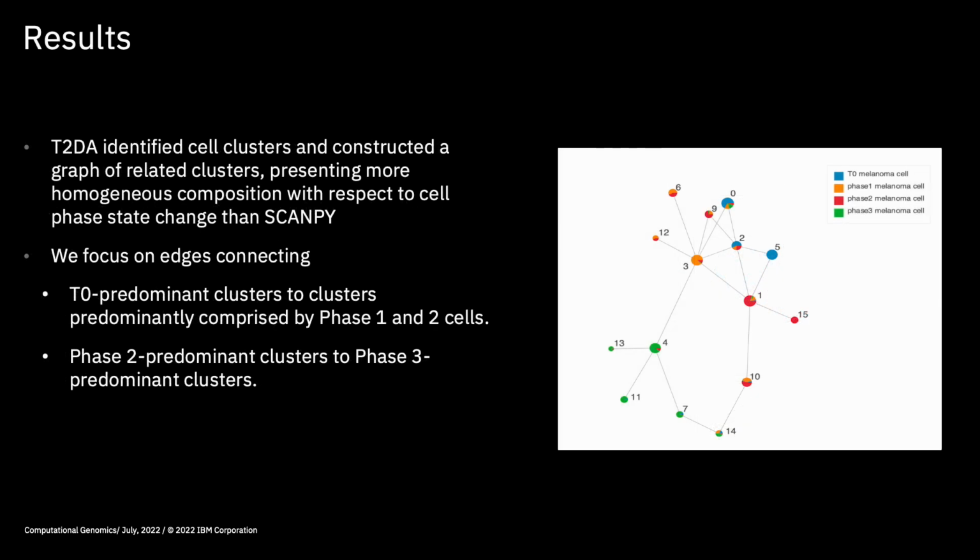In terms of results, T2DA identified cell clusters and constructed a graph of related clusters presenting more homogeneous composition with respect to cell phase state change than ScanPy. We focus on edges connecting T0 predominant clusters to clusters predominantly comprised by phase 1 and phase 2 cells. We also focus on edges connecting phase 2 predominant clusters to phase 3 predominant clusters.